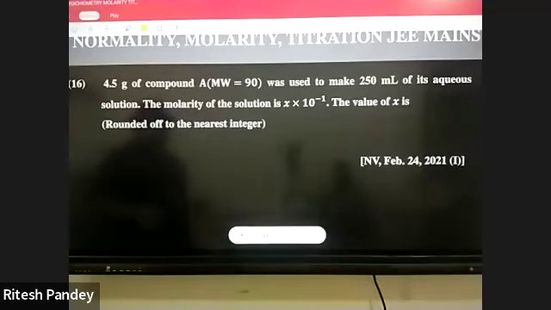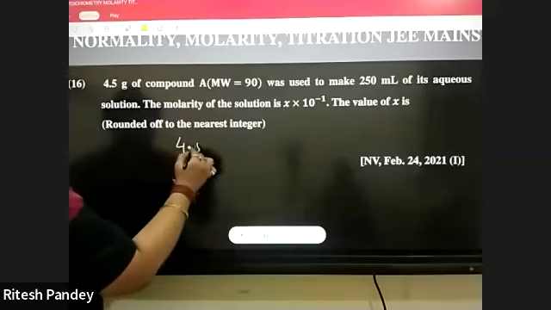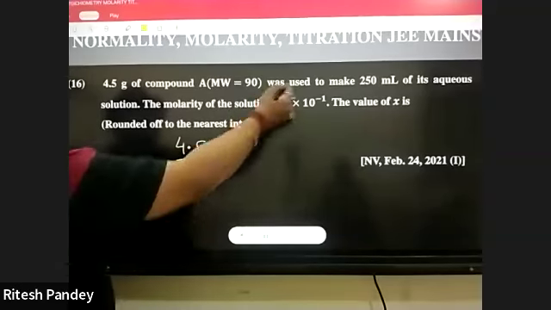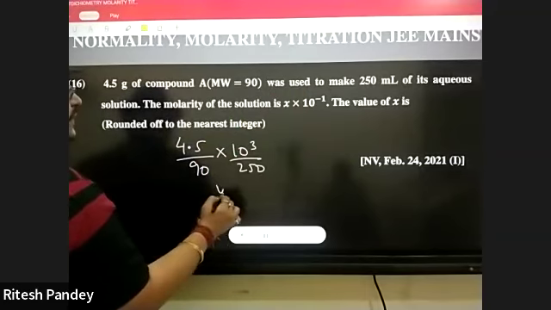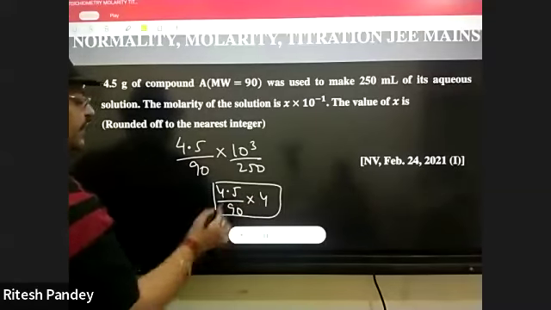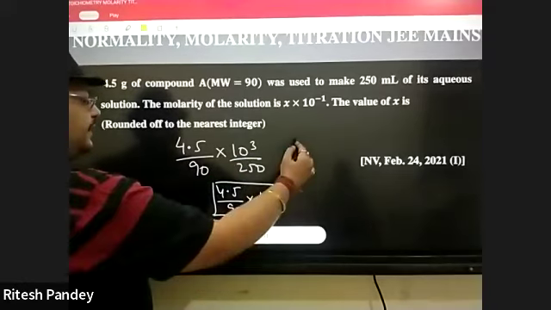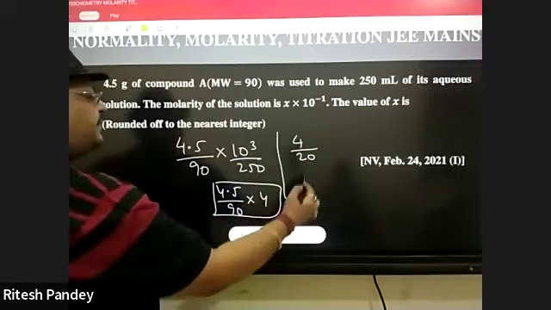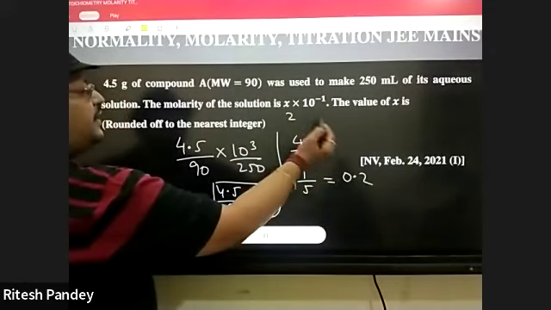What's the half gram? 90 molecular weight, 250 ml. Molarity of the solution is, again, no absolute figure. Number of moles is 4.5 by 90. It is 250 ml, so naturally per liter, I would rather avoid always writing into 4 directly every now and then. So this is 4 by 20, which is 1 by 5, which is 0.2 molar.